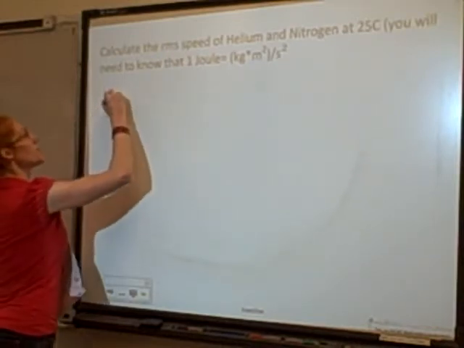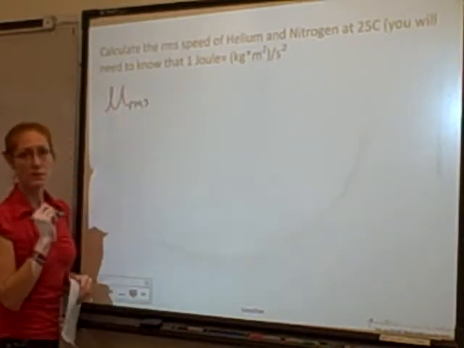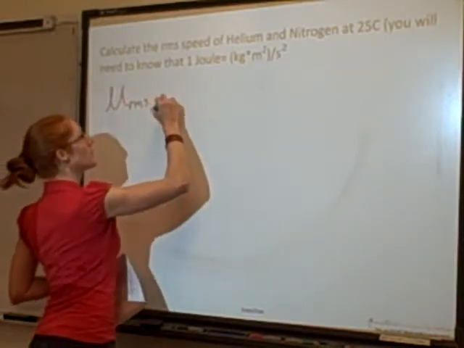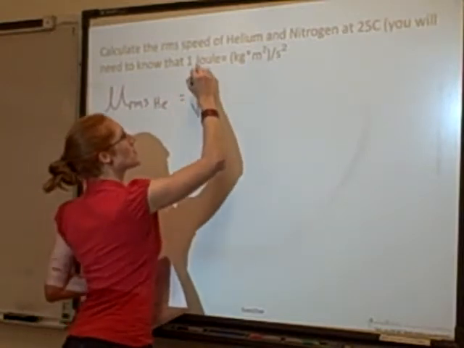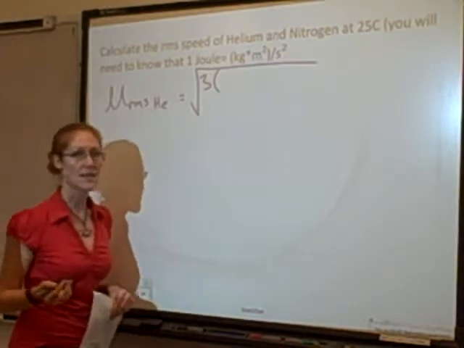So I already know root mean square speed. The thing I'm looking for, I'm going to solve for helium. It equals the square root of 3 times R, the gas constant.